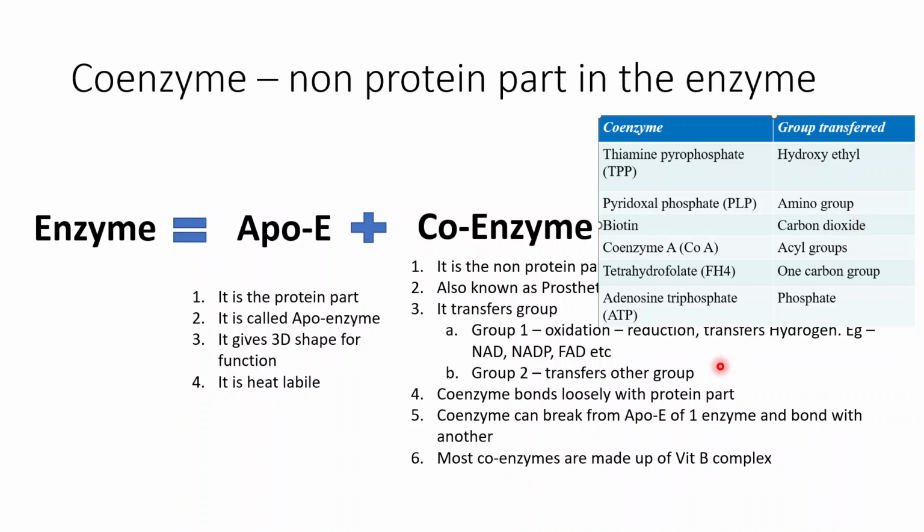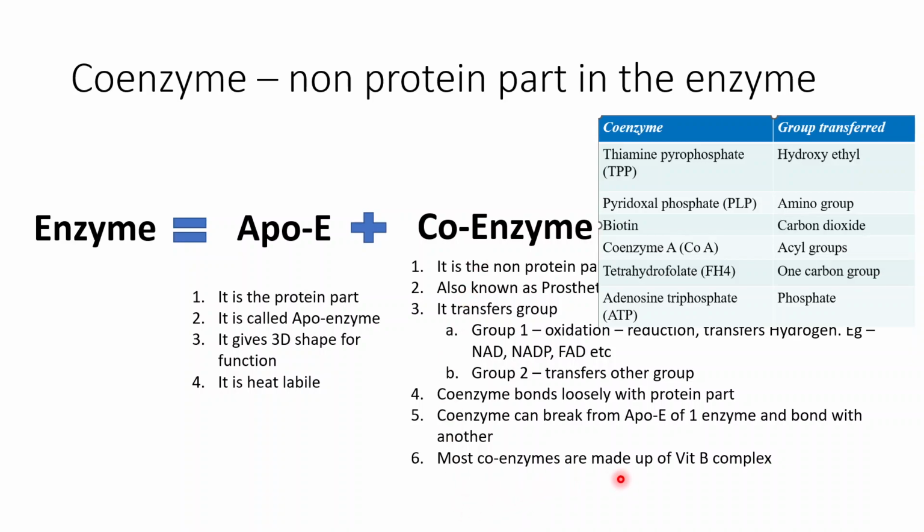Okay, now this coenzyme is binding loosely with the protein part. Okay, so the bond between the protein part, apoenzyme, and coenzyme is a loose bond. Okay, and it can be broken. So coenzyme can break from this apoenzyme and form a bond with another apoenzyme. Okay, so that these coenzymes can be reutilized. The bond between apoenzyme and coenzyme is weak, and these coenzymes can be reutilized with other apoenzymes.